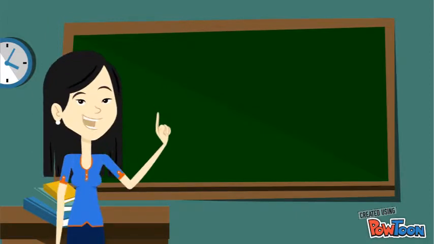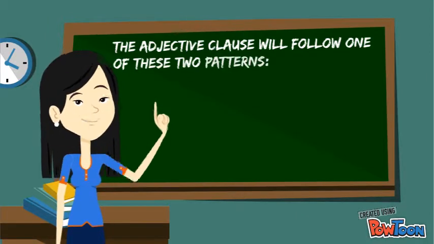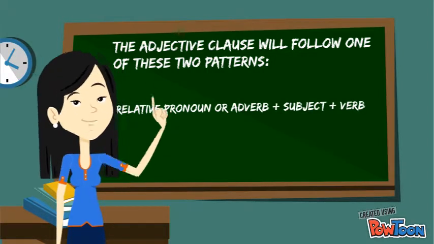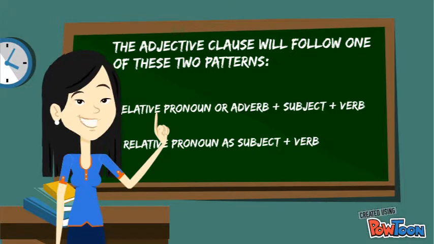The adjective clause will follow one of these two patterns: relative pronoun or adverb plus subject plus verb, or relative pronoun as subject plus verb.